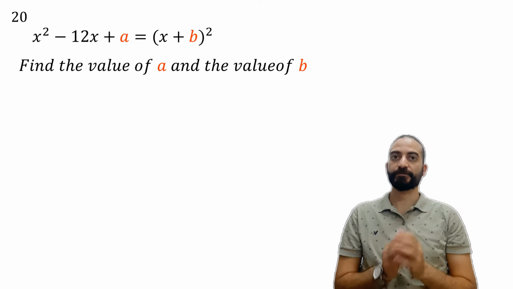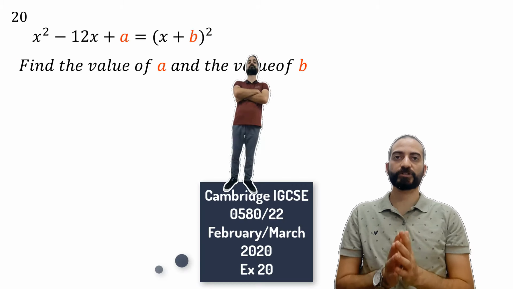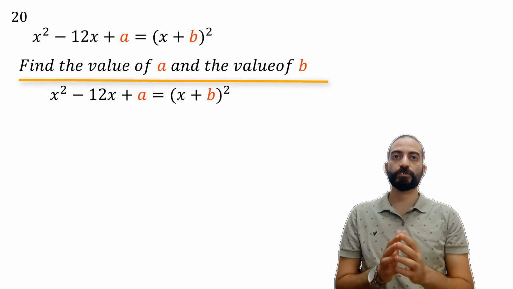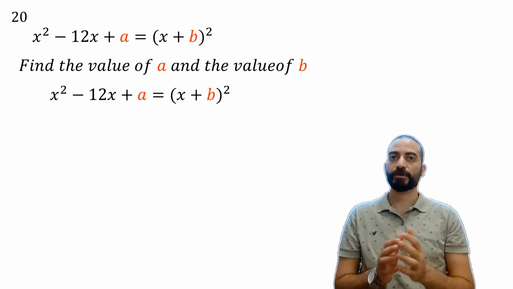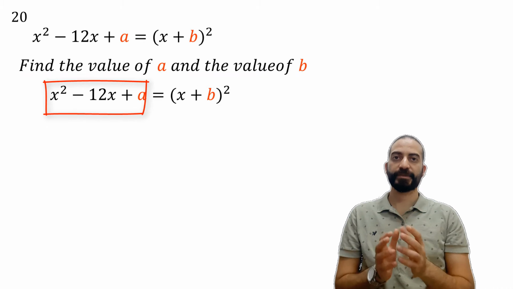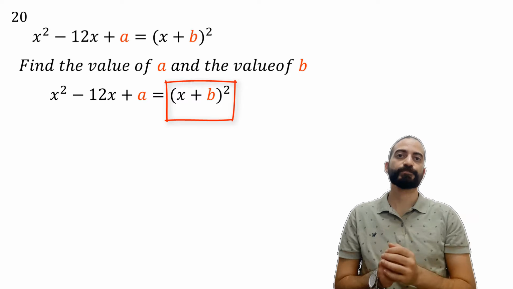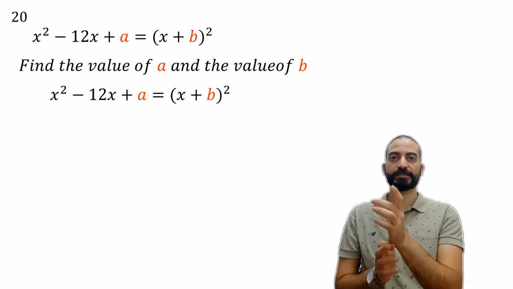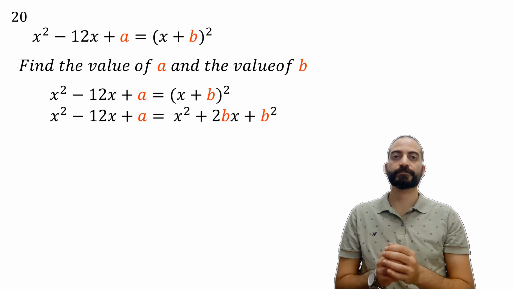Hello everyone, we will start by solving question 20 of the Cambridge IGCSE 2020 exam. We are asked to find the value of A and the value of B. This form is the expanded form, and this form is the factorized form. For this reason, we will convert the factorized form to the expanded form to become like this.